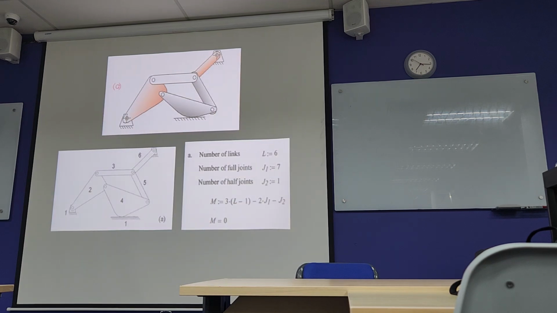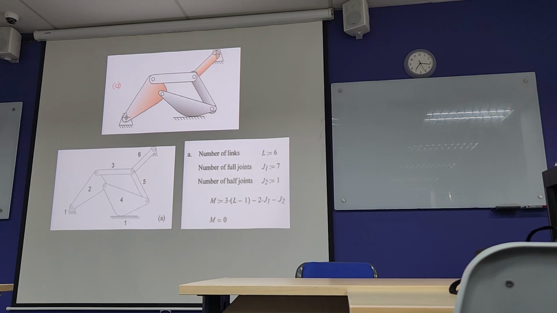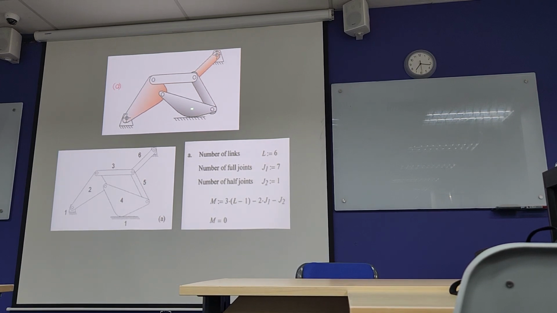Okay, so the first one, number of links: you can see ground is link 1, link 2, link 3, link 4, link 5, link 6. So total links are 6. Number of full joints: 1, 2, 3, 4, 5, 6, 7. So number of full joints is 7. Number of half joints is 1. So the degree of freedom for this is 0. So 1 half joint and 7 full joints.